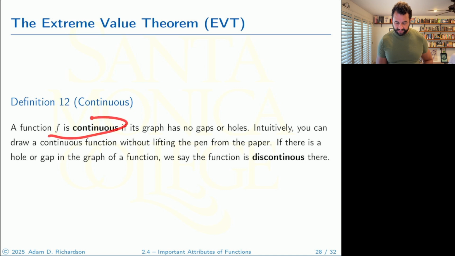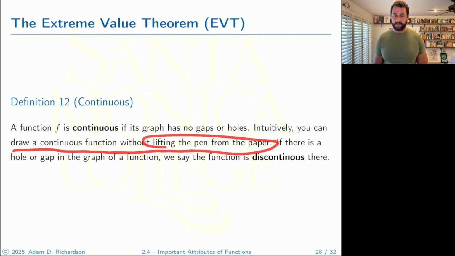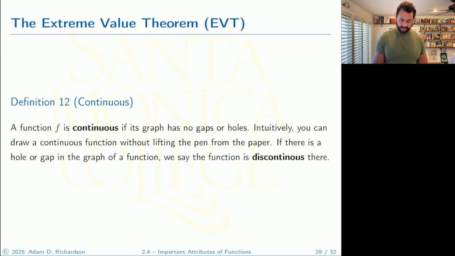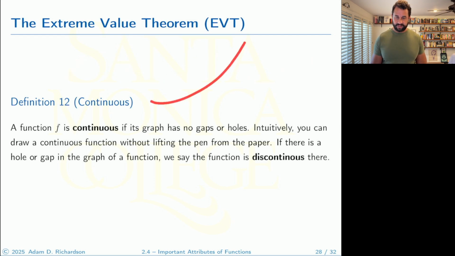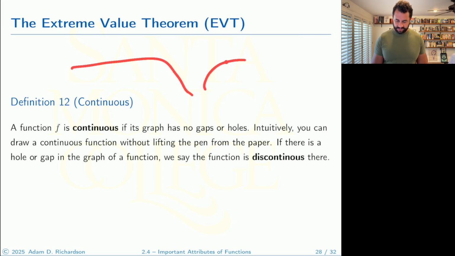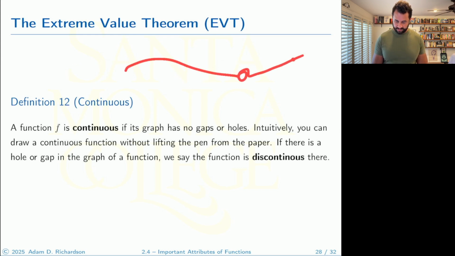So a function f is continuous if its graph has no gaps or holes. So intuitively, you could draw a continuous function without lifting the pen from the paper. Easy example, here we go. That's a continuous function. That's a continuous function. That's a continuous function. When is it not continuous? If you've got gaps, discontinuous, or if you've got holes, discontinuous, right?